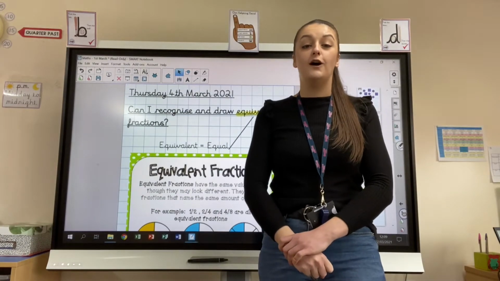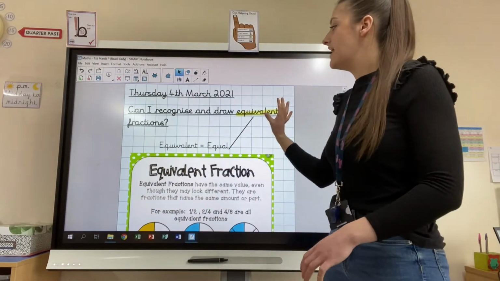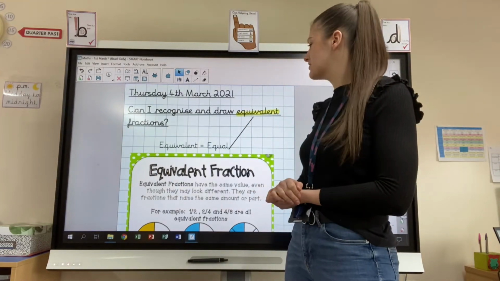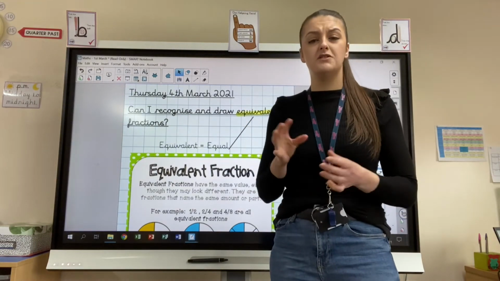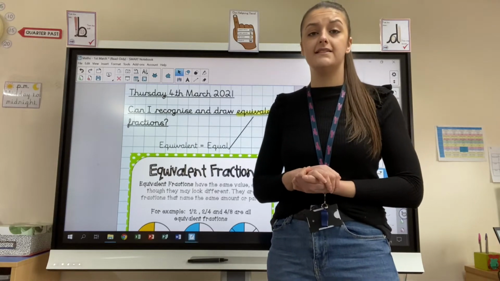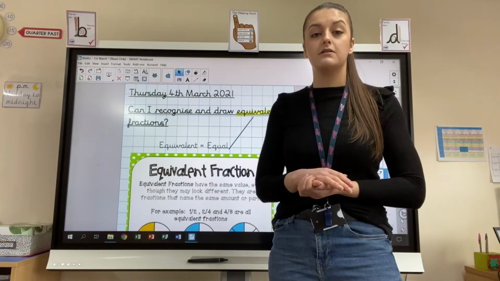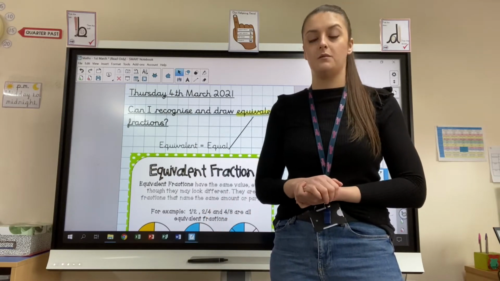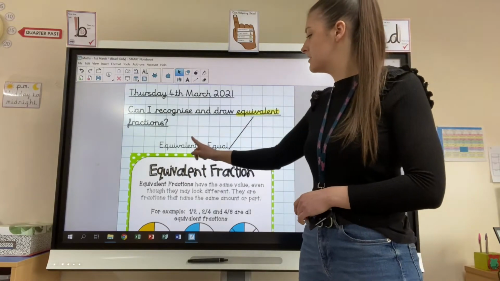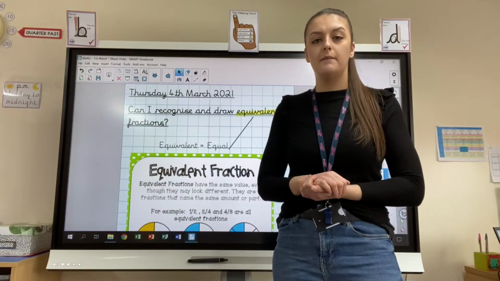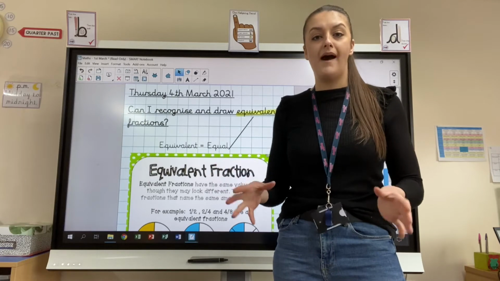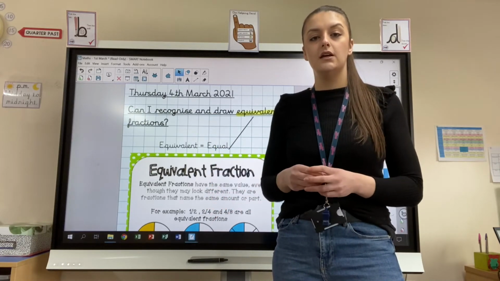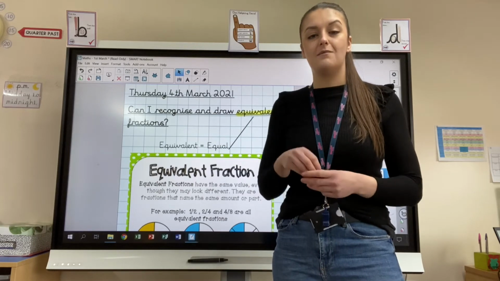So let's have a look at our learning question for today. So today we're going to be recognising and drawing equivalent fractions. Now, fractions, we started on these yesterday where we were counting in tenths. We discussed that fractions are part of a whole, so we've not quite got the whole thing yet, okay? Now, equivalent, that word means equal. And we know equal means we've got the same amount, they're worth the same, okay? So if we're sharing out equally something, we'd each get the same amount.